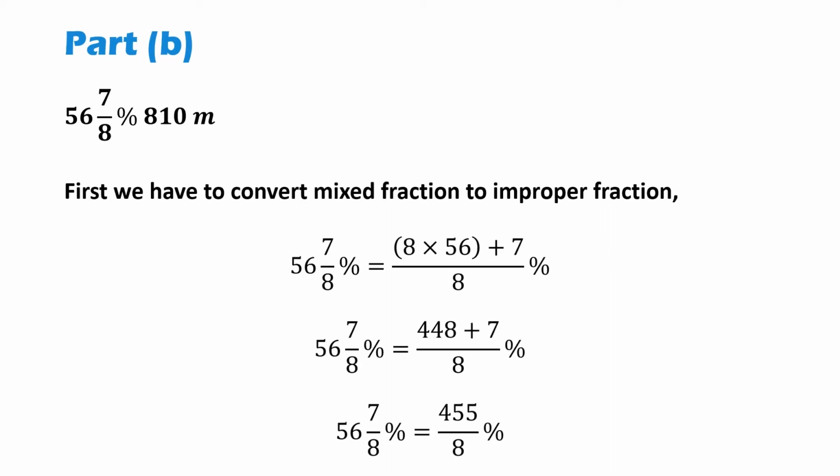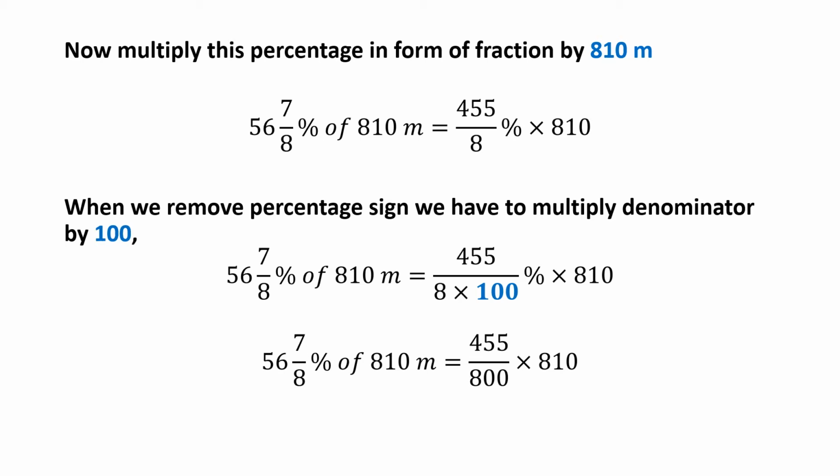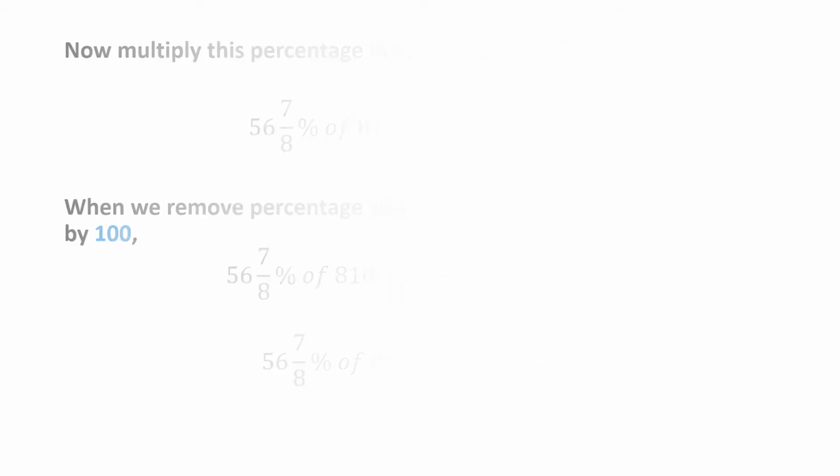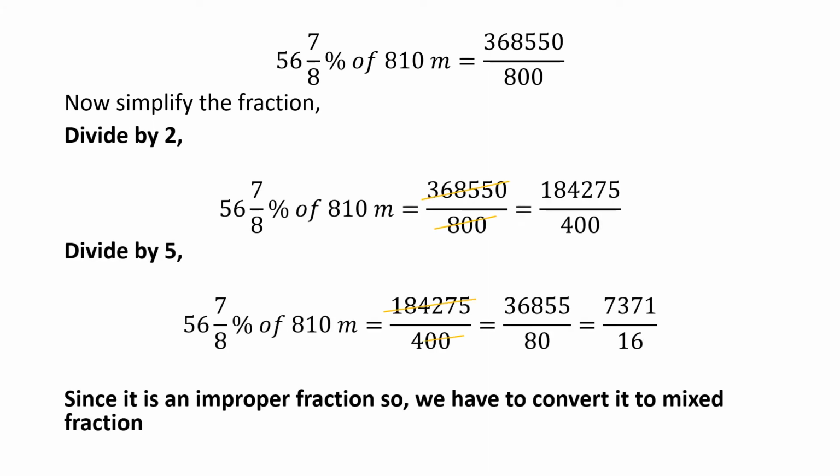Part B, 56 whole 7 upon 8% of 810 meters. First we have to convert the mixed fraction to an improper fraction as shown in steps. Now multiply this percentage in the form of a fraction by 810 meters, then remove the percentage sign by placing 100 in the denominator as shown. Now simplify the fraction as shown in steps. After simplification we have 7,371 upon 16, that is an improper fraction, so we have to convert it to a mixed fraction.